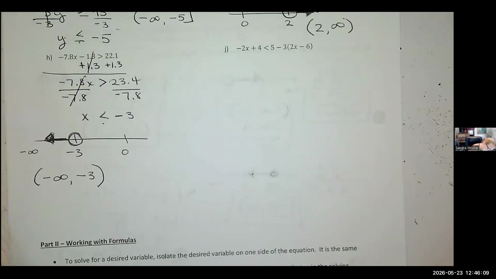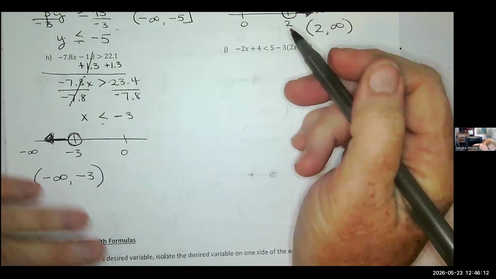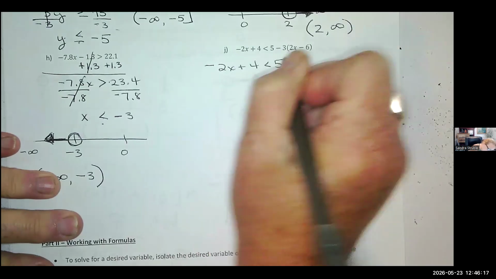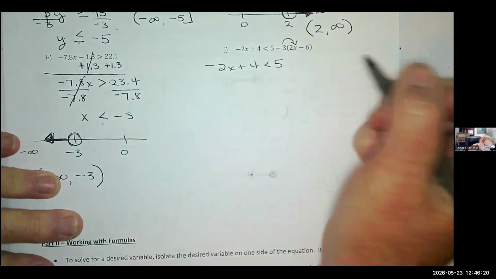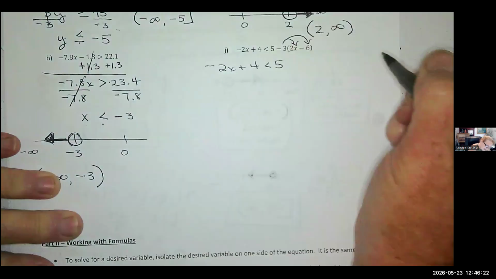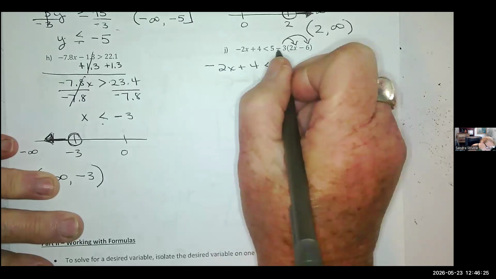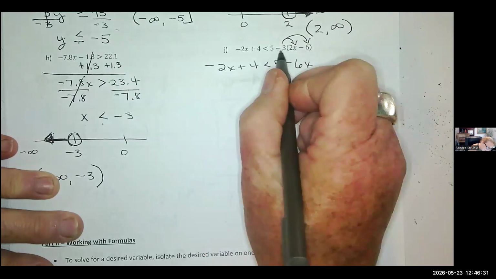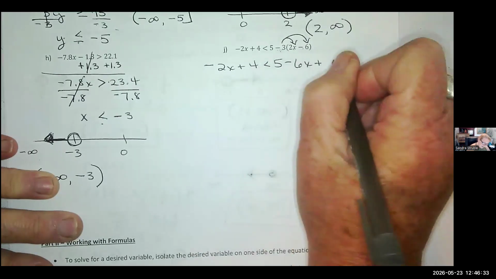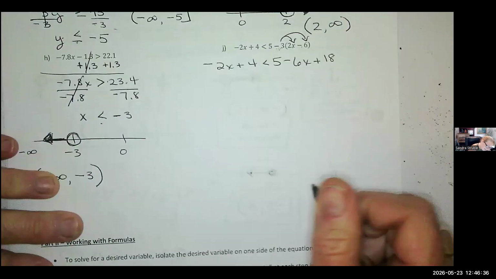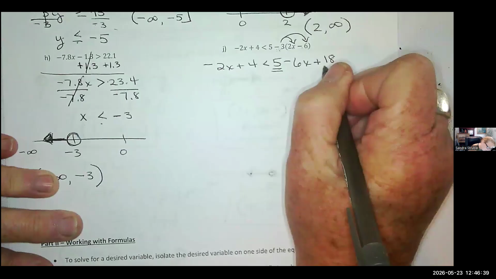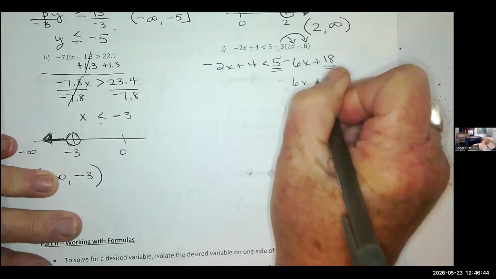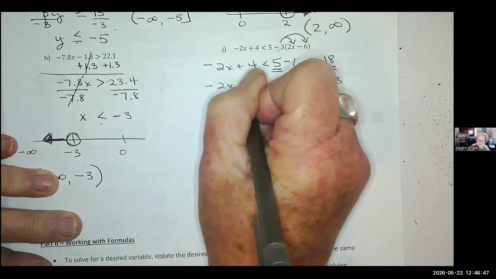Okay, first thing I'm going to do is rewrite this as negative 2x plus 4 is less than 5. I'm going to work on this distribution of negative 3 times 2x and negative 3 times negative 6. Negative 3 times 2x is a negative times a positive, which is a negative. 3 times 2 is 6x. Negative times the negative is a positive. 3 times 6 is 18. Combining like terms, 5 plus 18 is 23. This I'm just going to bring down. Don't forget your inequality. Do not change that to an equal sign.